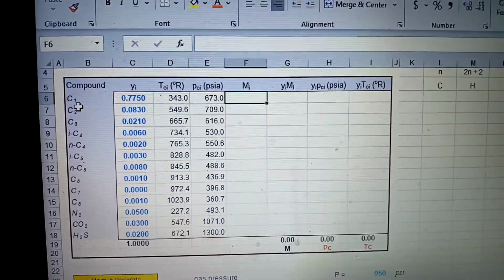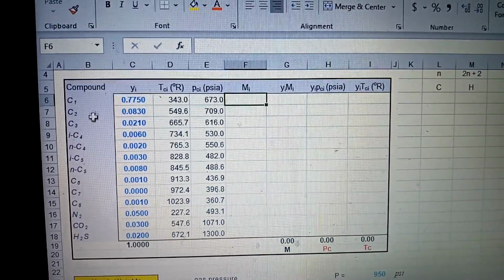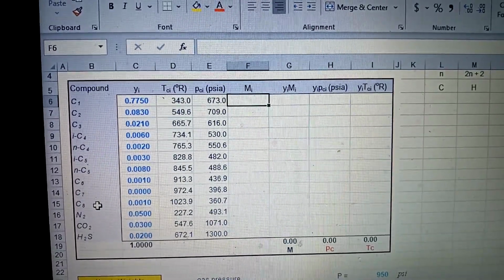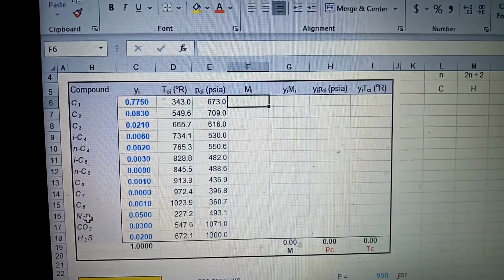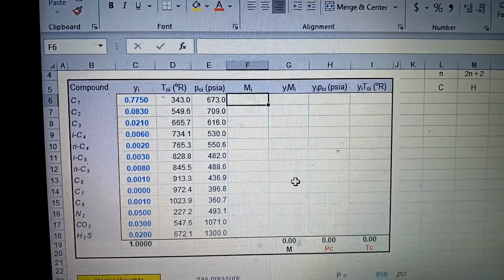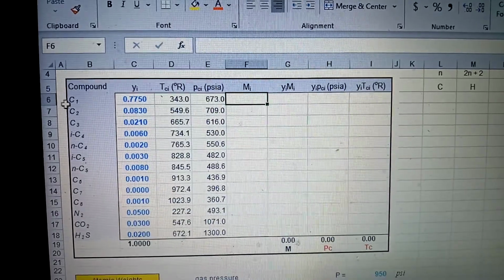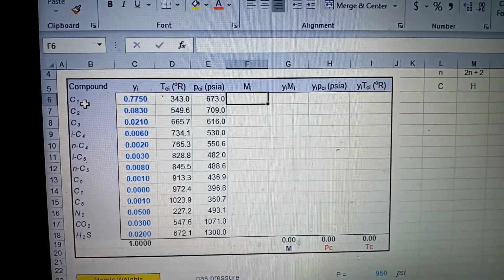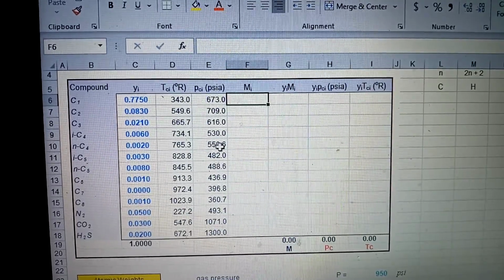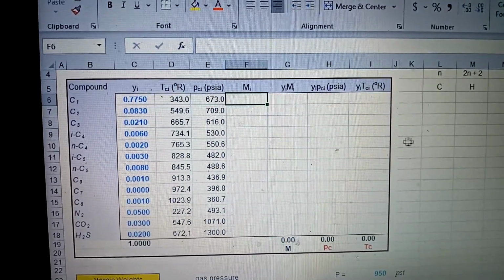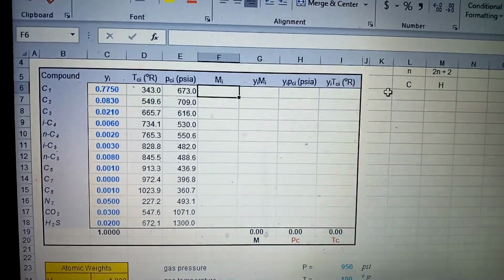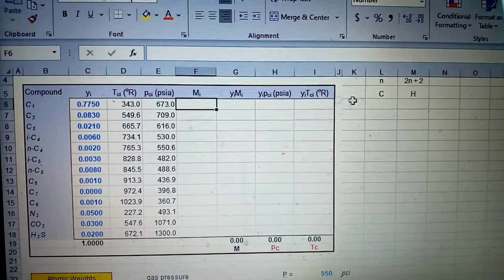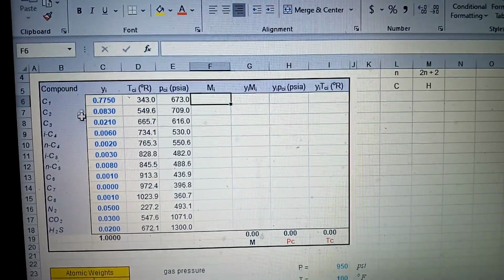But if you see the natural gas, you have 2 types of gases: the hydrocarbons from C1 to C8, and the non-hydrocarbons, which are the impurities. So for the hydrocarbon, since we are not given the formula, you have to find the formula yourself. So how do you find the formula? You just need to know how many carbon and how many hydrogen. If you look at column L, that's where you're going to calculate the number of carbon and the number of hydrogen. That will help you to find the molecular weight of all the hydrocarbons.